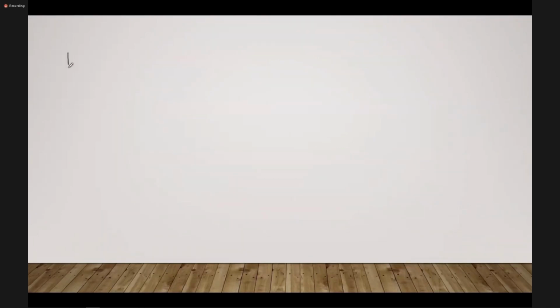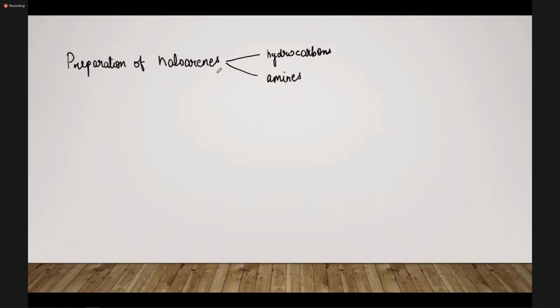So we are starting with the preparation of haloarenes. In this, we will only study two methods. The first one is from the hydrocarbons, and the second one is a special reaction known as the Sandmeyer's reaction, which uses amines. The first method, the preparation of haloarenes from the hydrocarbons, is based on electrophilic substitution.